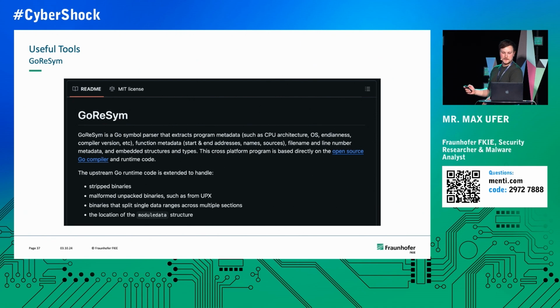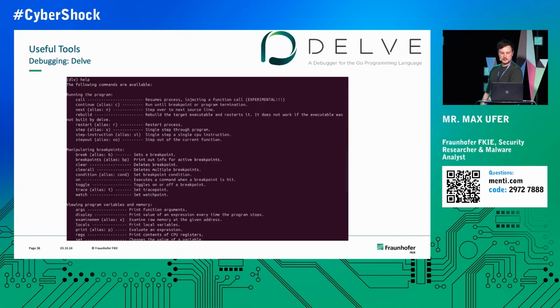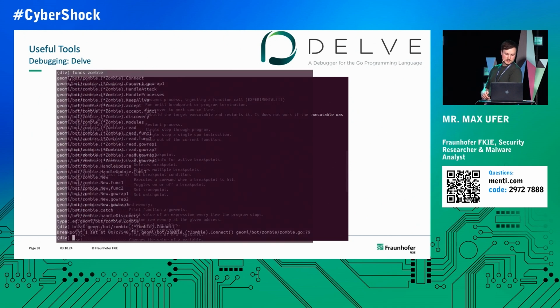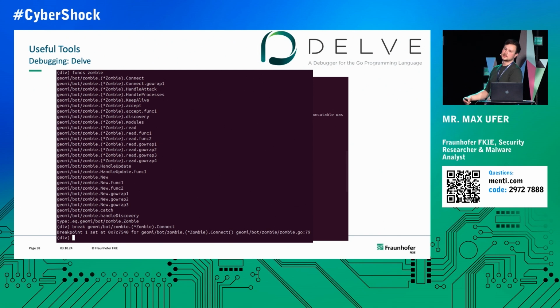Another thing that I've found quite useful in the past is Delve. Delve is a semi-official Go debugger, which is not directly targeted at reverse engineers, but more at developers. But it also parses all these Go structures. So you can use, for example, the funcs command, and you will directly have all the functions from the malware that you're looking at in your debugger, and you can set breakpoints on them.